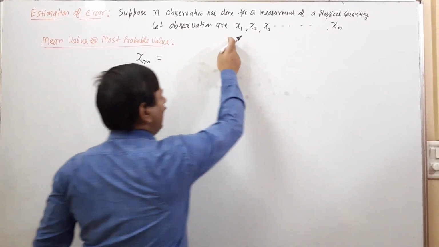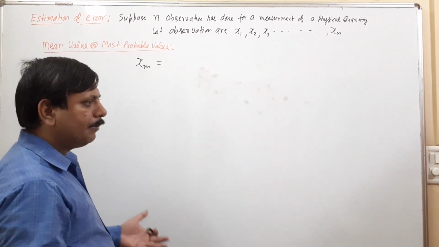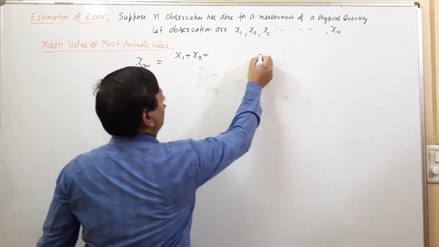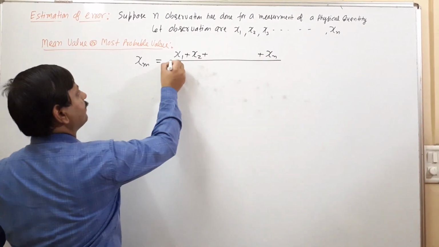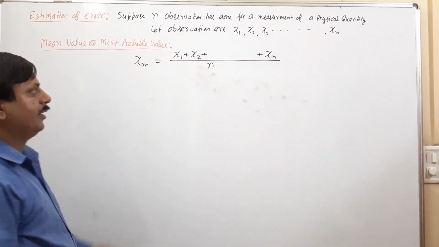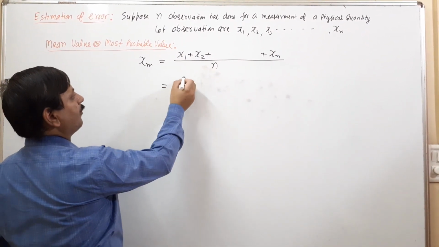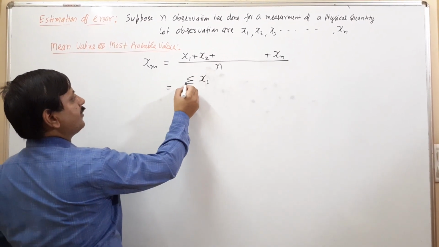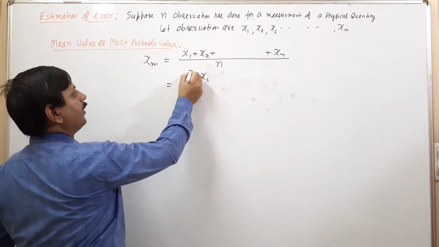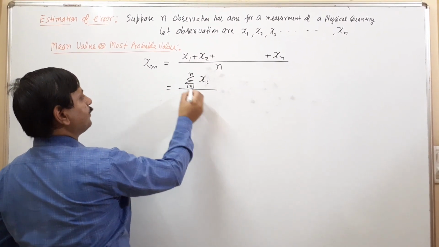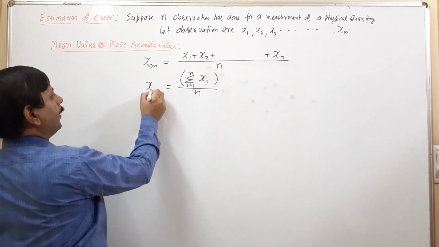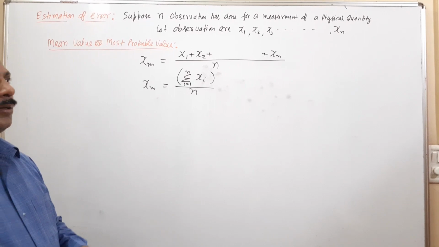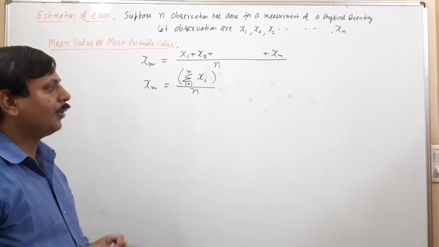So I have done n observations. What will be the average or mean of all observations? The sum of all observations divided by the number of observations. This can also be written as sigma xi, with i taken from 1 to n, divided by n. So this is called the mean value or most probable value for the measurement of that physical quantity.